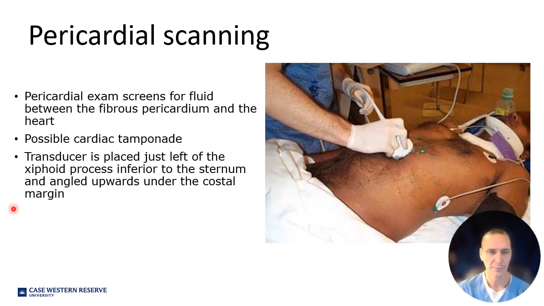Next, we'll talk about pericardial scanning. And remember, our goal here is not to identify ejection fraction or abnormal structures. We're just looking for fluid around the heart. If it's there, then we ask ourselves, how big is it, and is it causing hemodynamic compromise with cardiac tamponade? The transducer is placed just below the xiphoid process, below the sternum, and angled upwards towards the heart under the costal margin.